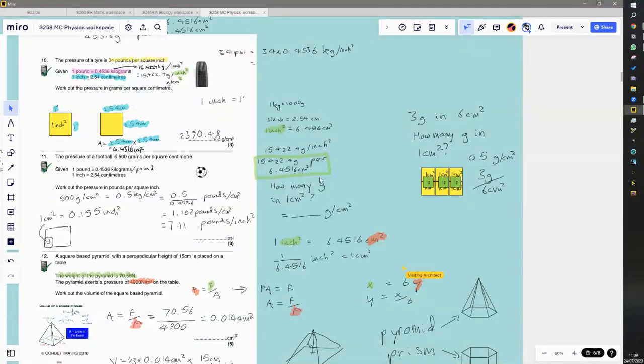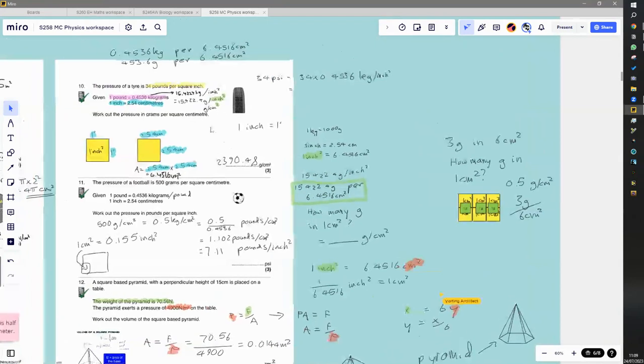Okay, so yeah, this was a really difficult question. As I said, it was about pressure, but the difficulty was really all about converting units. Okay.